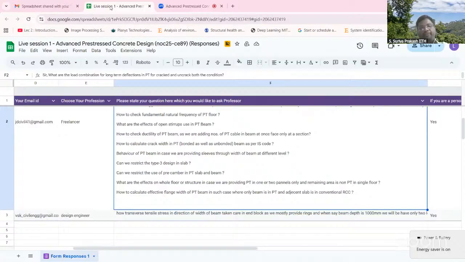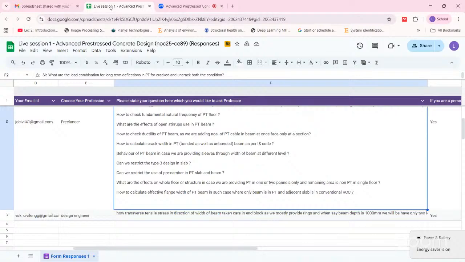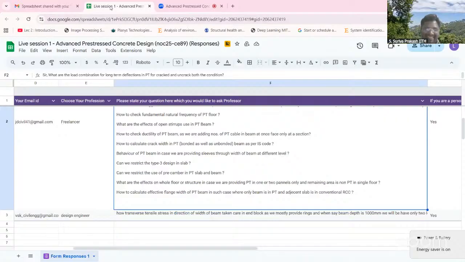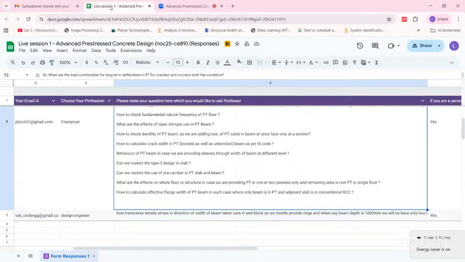Some vendors, suppose in a 200 thick PT slab, are providing 30 or 50 camber. If it's not properly achieved on site, then the section is reduced by 50 or 30, and it becomes more critical.